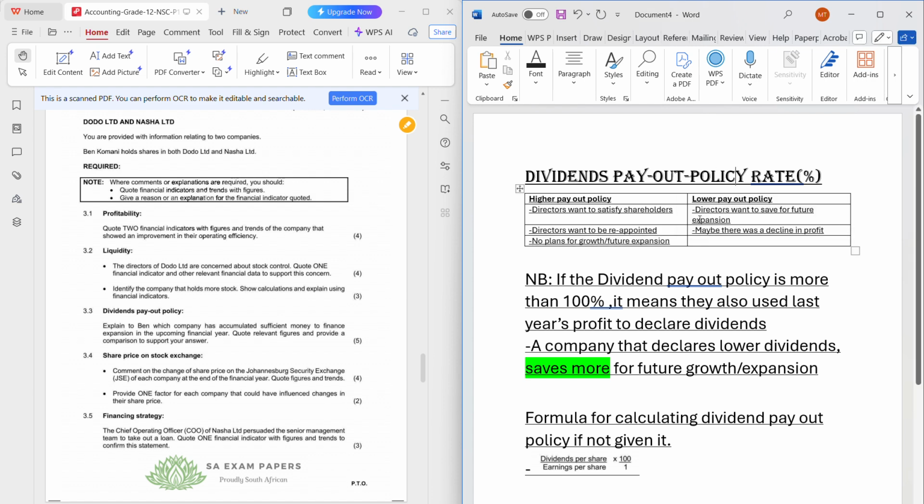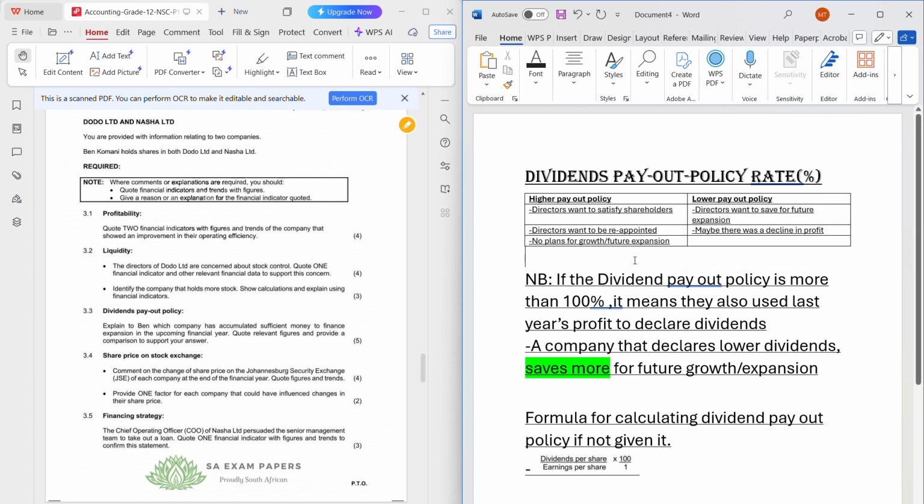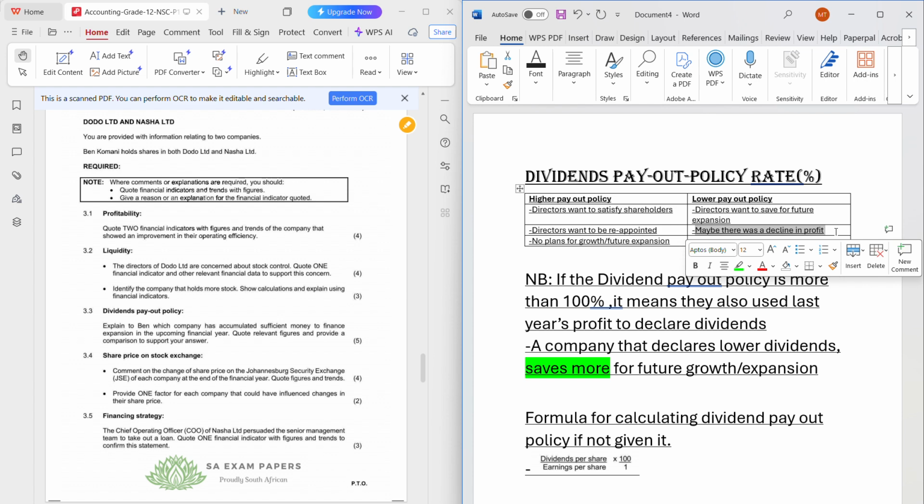So let's check the reasons for a lower dividends payout policy. If we pay lower, it might mean that we want to save for the future. Let's say we declare 50% dividends, then we will retain 50%. It means we are going to use that 50% that we retained for future growth or future expansion. Or maybe we could pay a lower dividends, like 40%, because there was a decline in profit.